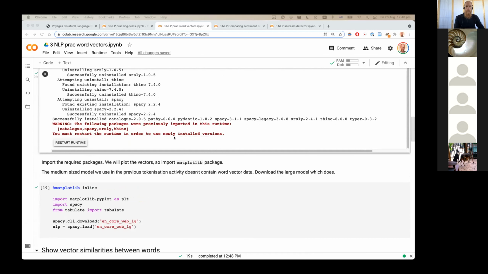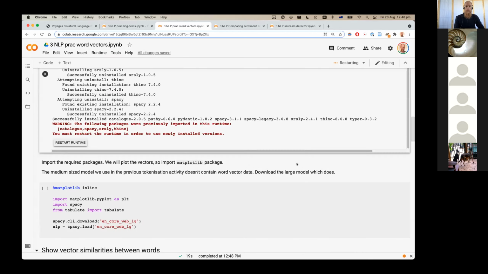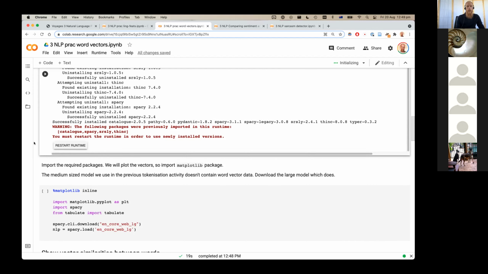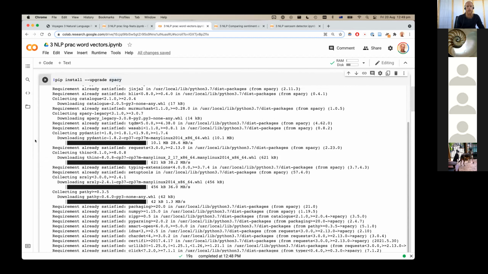Now here's this message. These packages will need to be, because of the upgrade, I'll need to restart. So I'll click restart runtime. This is why it's important to do all of your installations early, because restarting the runtime would possibly make any loaded files disappear, and they would need to be reloaded.